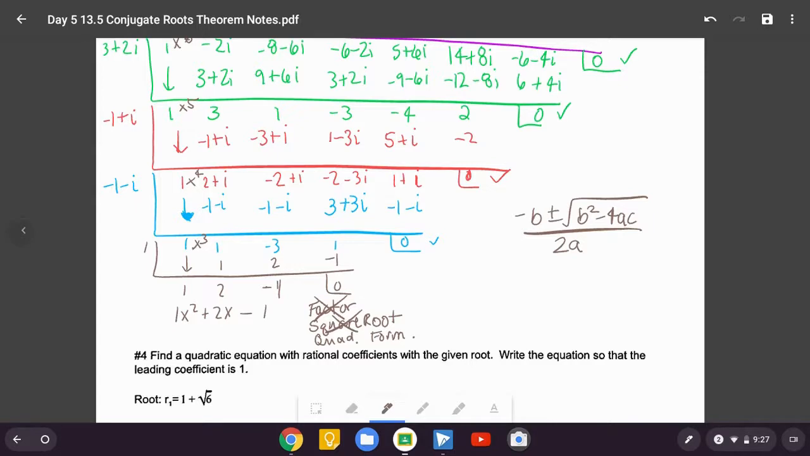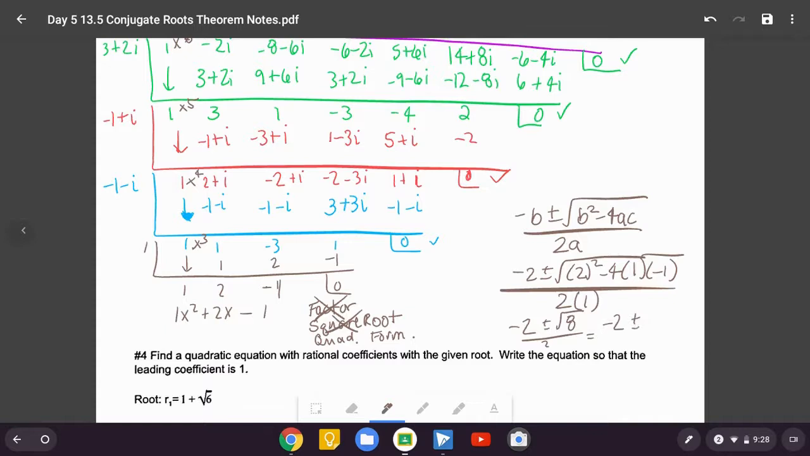And that gives me negative 2 plus or minus the square root of 2 squared minus 4 times 1 times negative 1 all over 2 times 1. And if I simplify that, that gives me negative 2 plus or minus the square root of 4 plus 4, which is 8, over 2. And that simplifies to the square root of 8 is 2 root 2. And if I divide all of my coefficients, here, the 2, and the 2, but I leave the square root of 2, I'm going to get negative 1 plus or minus root 2.